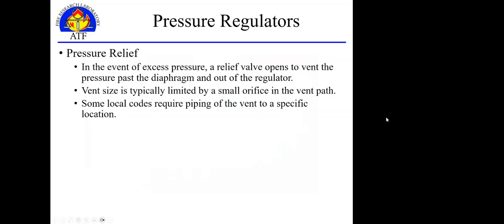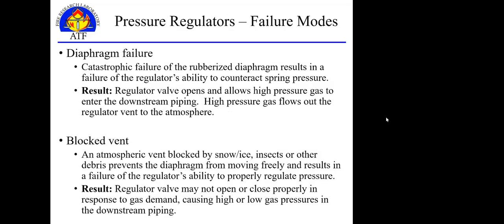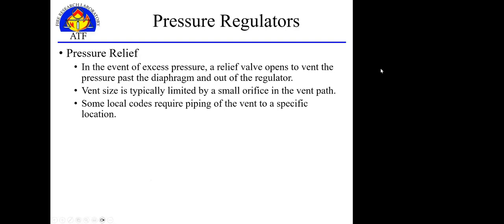So there is pressure relief, as I mentioned, that allows that relief vent to operate and allow gas to vent. If you've got your regulator inside a structure, you have to actually vent that to the exterior so you don't get a leak of gas inside, because that would be bad. So you have to pipe it outside, and sometimes it has to be vented or piped to a specific location.